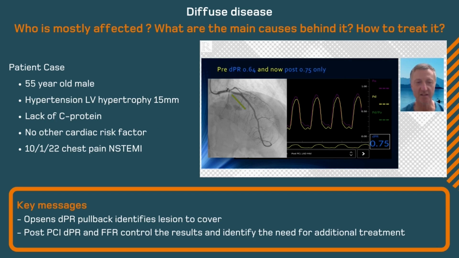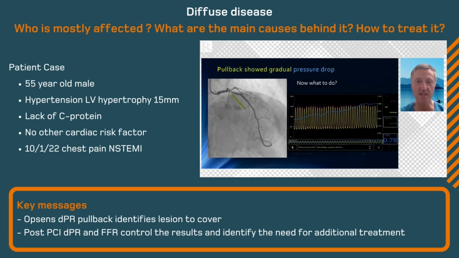I did this post-PCI DPR, and it was 0.75. I was quite surprised by this, and I wanted to see where the flow limitation is. I did a pullback, and the pullback curve showed me that there was a gradual increase in pressure towards the ostium of the LAD. So now what to do?